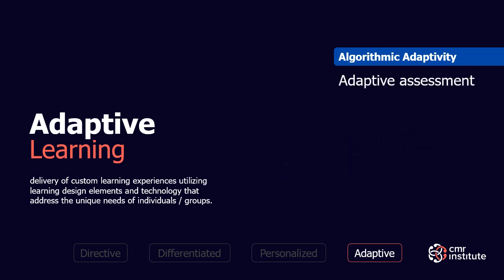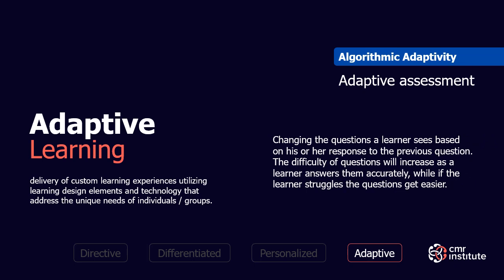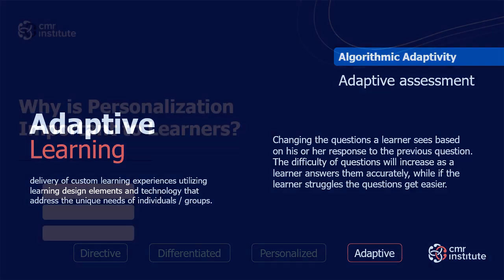Adaptive assessment changes the questions a learner sees based on his or her response to the previous questions. The difficulty of questions will increase as a learner answers them more accurately, while if the learner struggles, the questions get easier. This method is often used to benchmark learner understanding or progress.